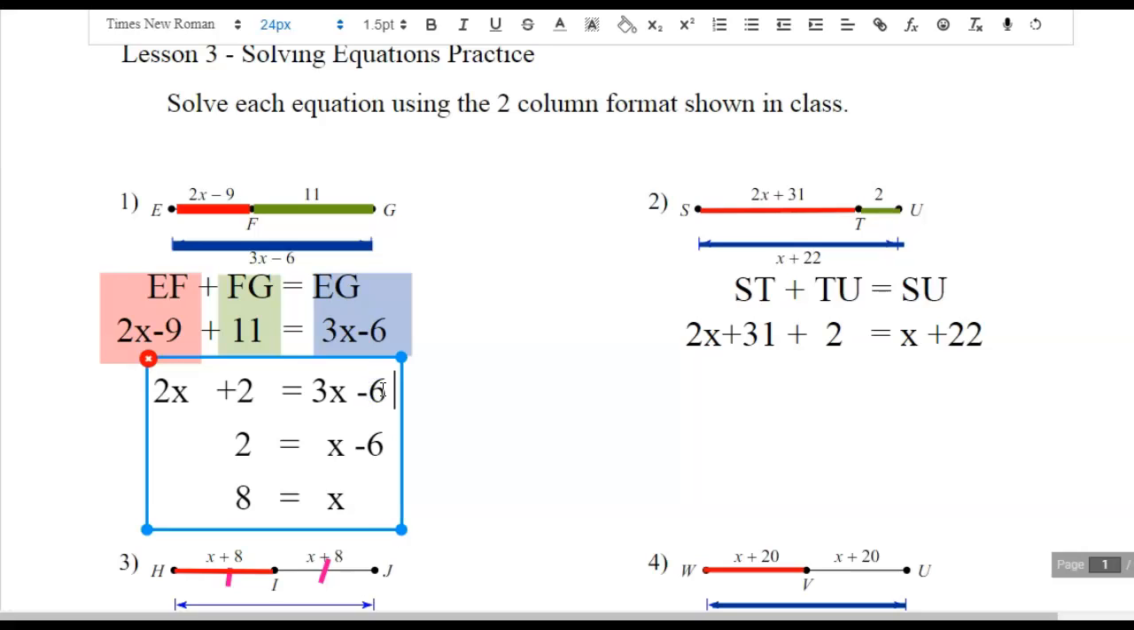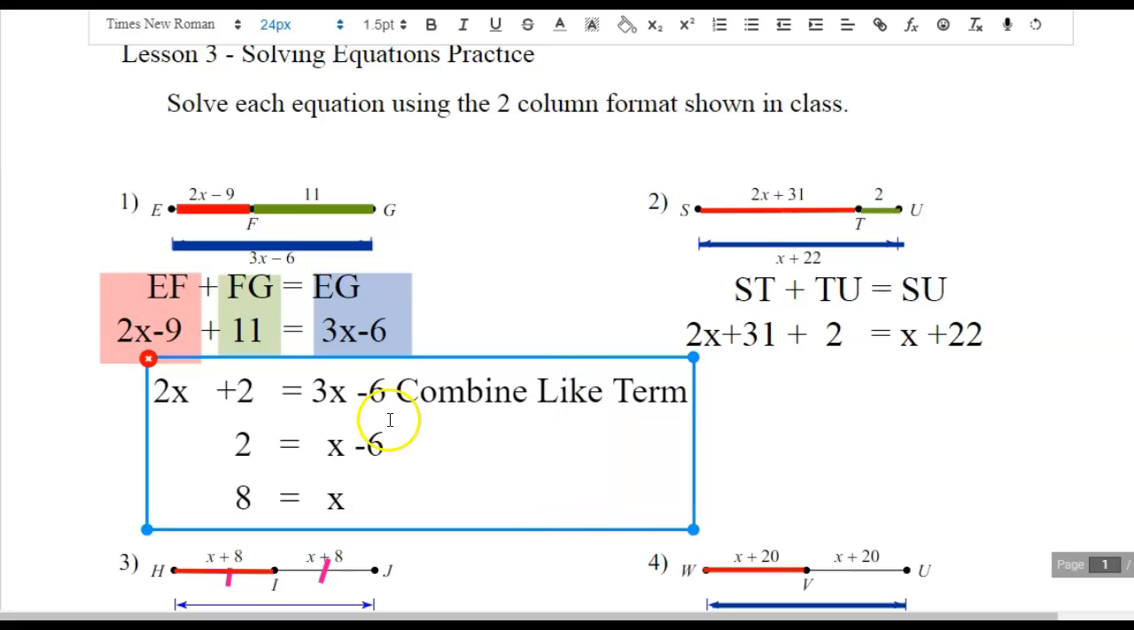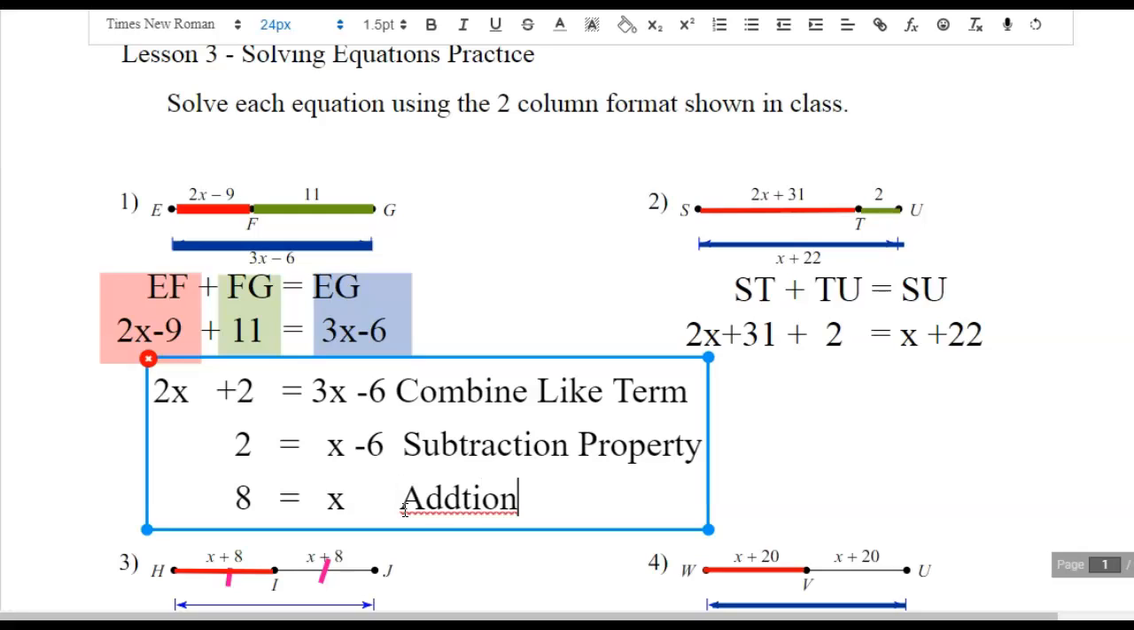So on this step, we combine the 11 and the -9, which is called combining like terms. Combine like terms. Right? And then over here, what we did is we subtracted. So we used the subtraction property. And then right here, we added, right? We added 6 to both sides, so we can put addition property. Addition property. Technically, it's called addition property of equality, but addition property will do fine.